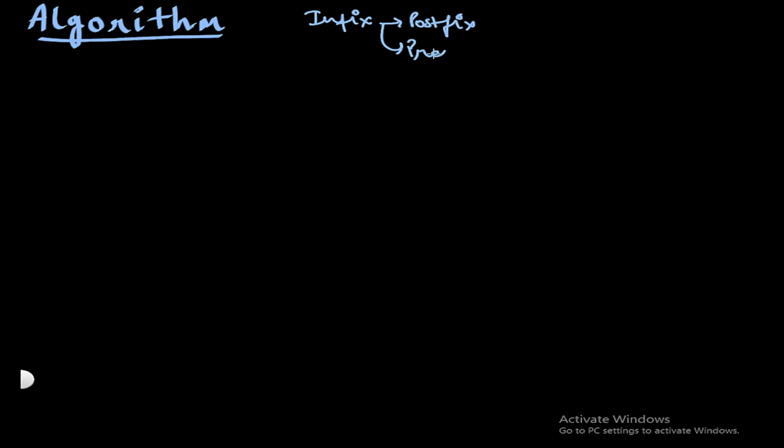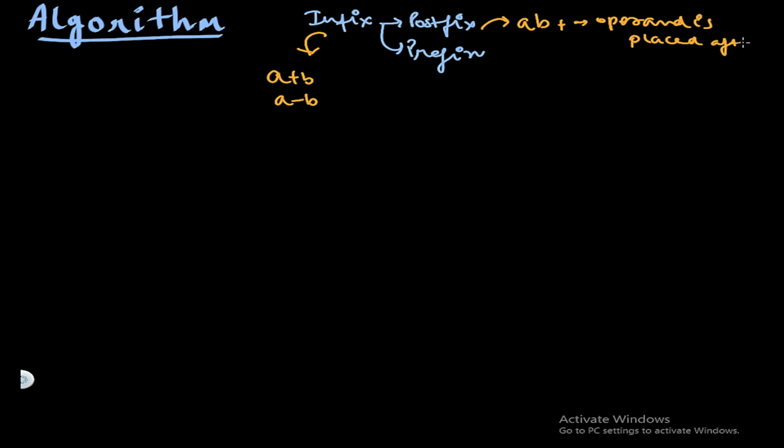Okay, so in the previous video we talked about what an infix notation is, and we said that infix notation is what we use in real life, such as a plus b, a minus b and all that. And a postfix notation is one in which the operator is placed after the operand, and prefix means before.